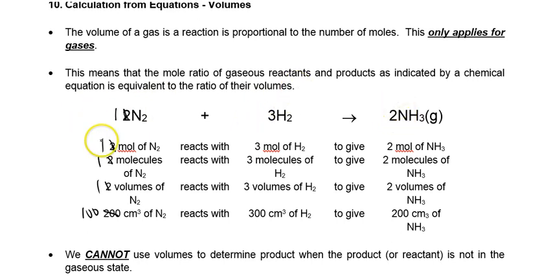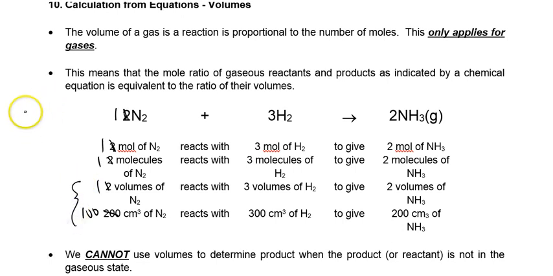How do we read this equation? There's 1 mole of N2 reacting with 3 moles of H2 to give us 2 moles of NH3. I can also read it in this way: 1 molecule reacting with 3 molecules to give us 2 molecules. And the volume one is a bit more unique.